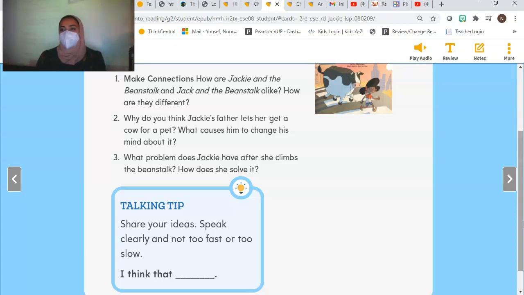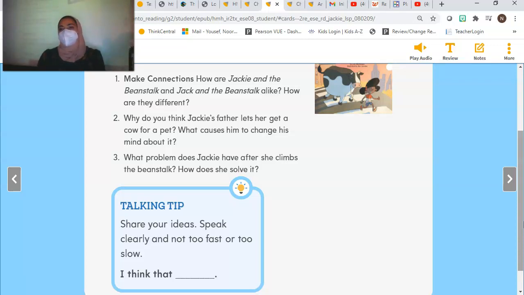She's black. Okay, good. It's a girl, and she has darker skin, and he was a boy, and he had lighter skin. Okay. What's another way they're different, Dustin? She has different hair. They have different hair. Okay, what's another way they're different, JC? Jackie lived with her father, and Jack lived with his mom. Very good. They live with different parents.